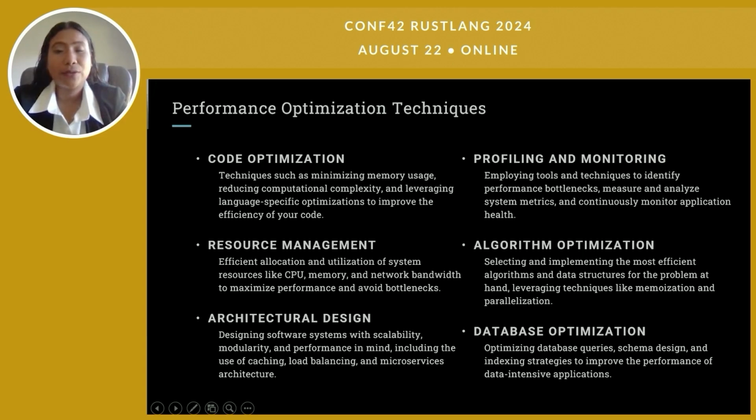Employing tools and techniques to identify performance bottlenecks, measure and analyze system metrics, and continuously monitor the application will improve performance optimization. If we are using algorithms and data structures in our software development, selecting and implementing the most efficient algorithm, which needs to be documented, drafted, and followed accordingly, will improve performance optimization by leveraging techniques like memoization and parallelization.